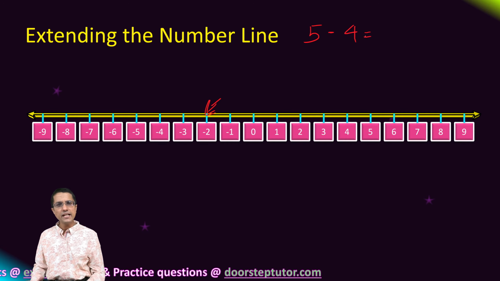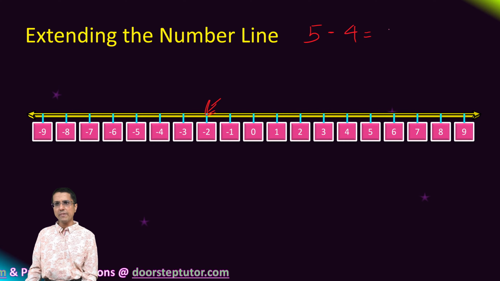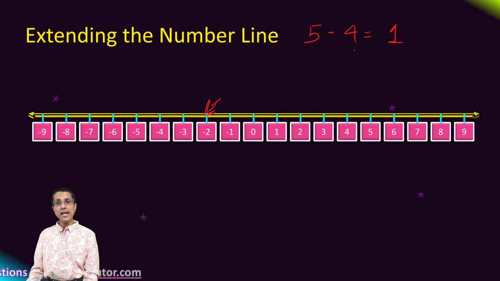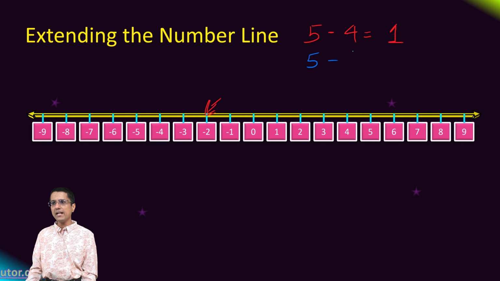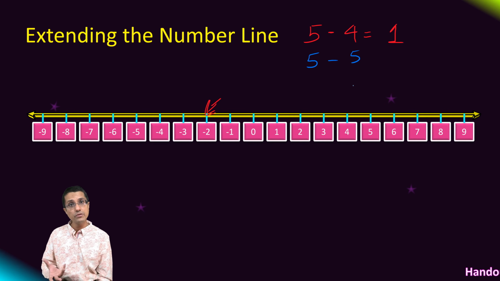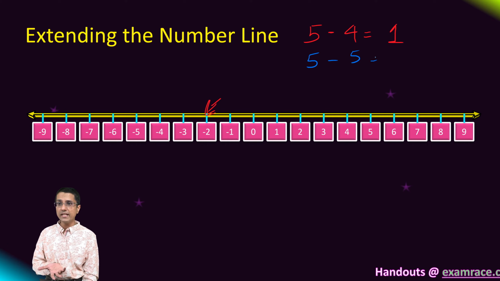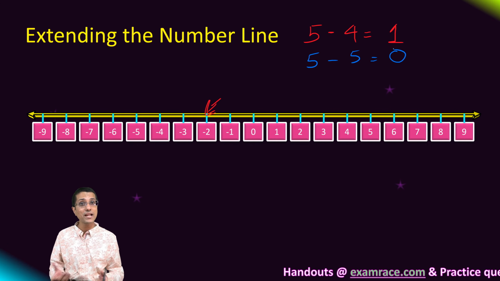You will say, sir, then we would be left with 1 rupee. Of course, that should be our bank balance. We know that. Now what happens if I go to an ATM and withdraw all 5 rupees? Then you will say that, sir, my bank balance would become 0. I really would not have anything in my bank account at that point.